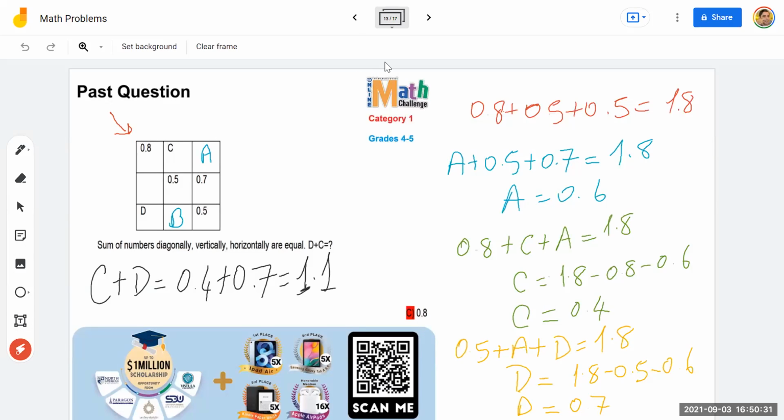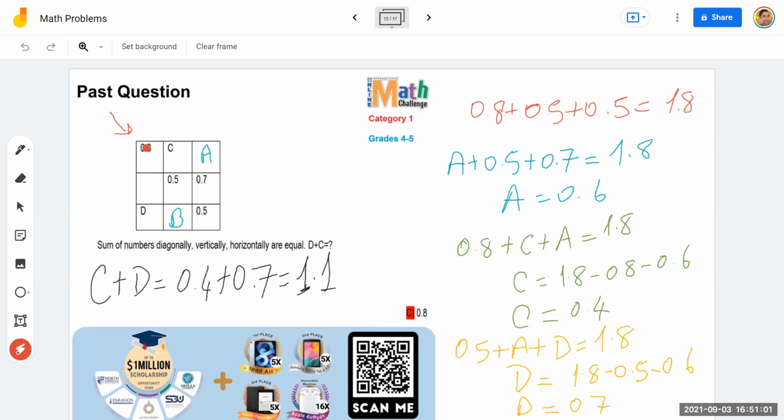Today I'm going to explain these 4 questions that I shared with you. So the first one is from category 1, from the online math challenge past papers, from last year's questions. The question was, what is D plus C? And the rule is the sum of horizontal and vertical columns plus diagonals are equal.